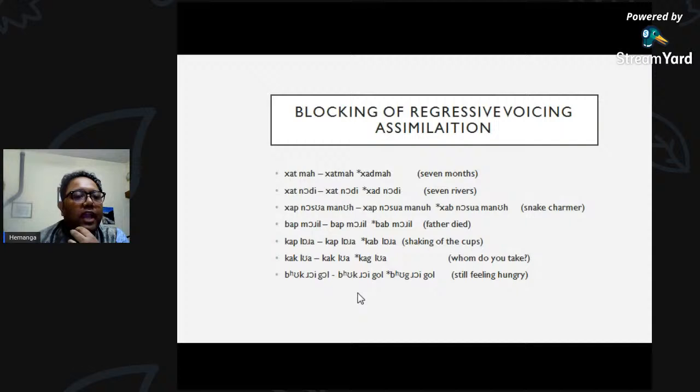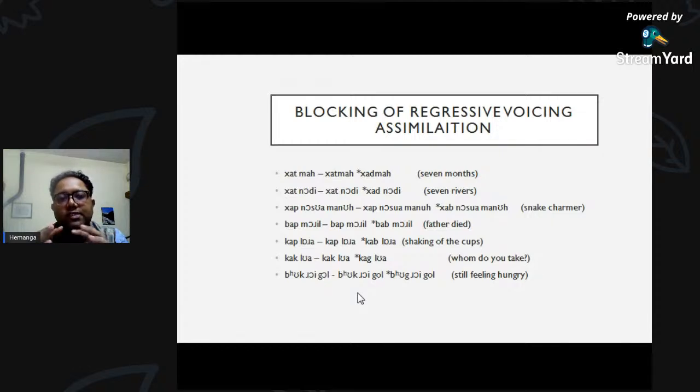But if I look at the other examples, like hatma, hat nodi, sap nasowa manuh, bap moril, kap lora, kak lowa, bhok roi gol. If we look at this kind of examples, the voiceless coda doesn't turn voiced as per the rule. You can see here that ta belongs to the stop and ma belongs to the nasal. Pa belongs to the stop, na belongs to the nasal. Pa belongs to the stop, la becomes a lateral. The last example, ka belongs to the stop and ra belongs to the rhotic.